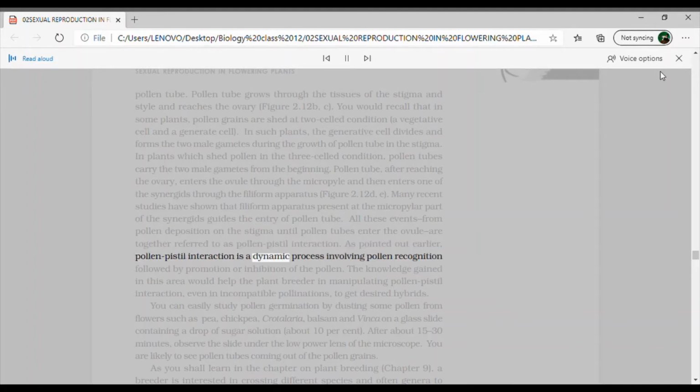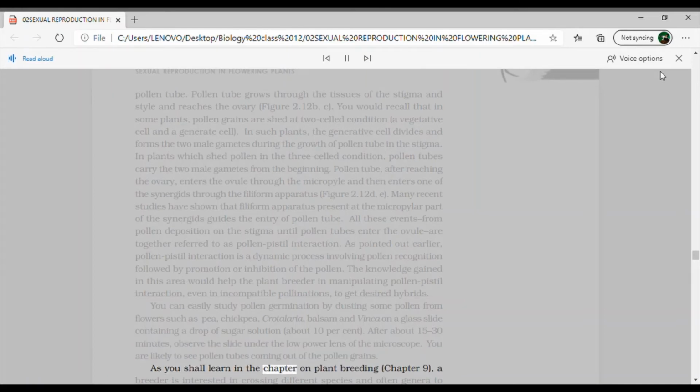As pointed out earlier, pollen-pistil interaction is a dynamic process involving pollen recognition, followed by promotion or inhibition of the pollen. The knowledge gained in this area would help the plant breeder in manipulating pollen-pistil interaction, even in incompatible pollinations, to get desired hybrids. You can easily study pollen germination by dusting some pollen from flowers such as pea, chickpea, crotalaria, balsam, and vinca on a glass slide containing a drop of sugar solution, about 10%. After about 15 to 30 minutes, observe the slide under the low-power lens of the microscope. You are likely to see pollen tubes coming out of the pollen grains.